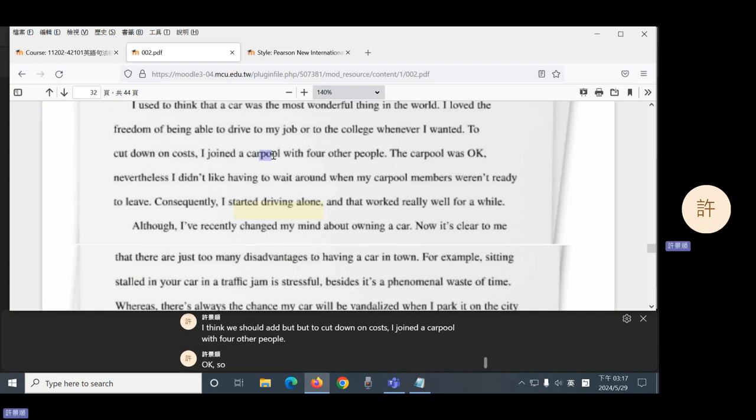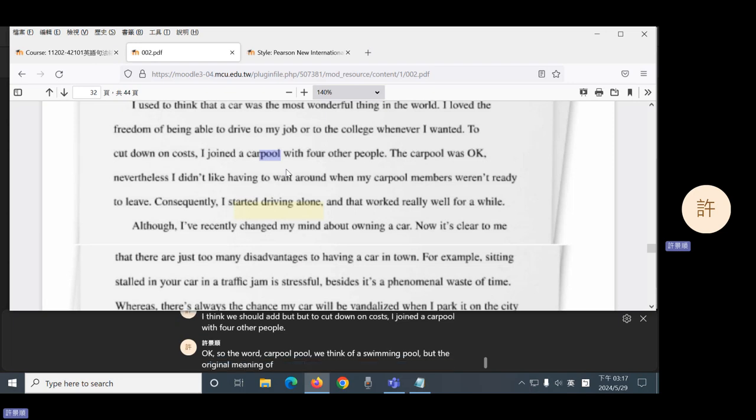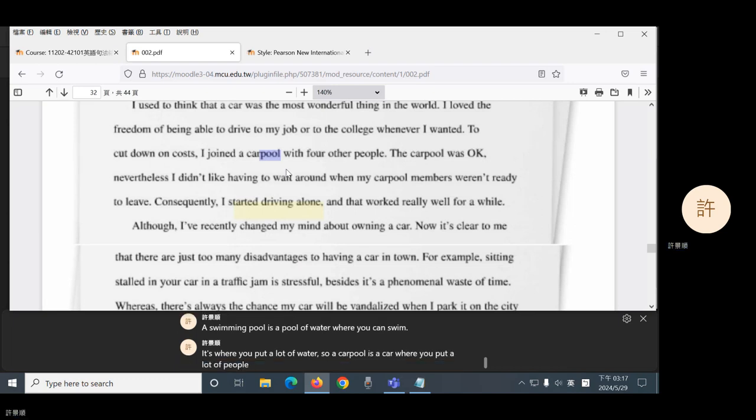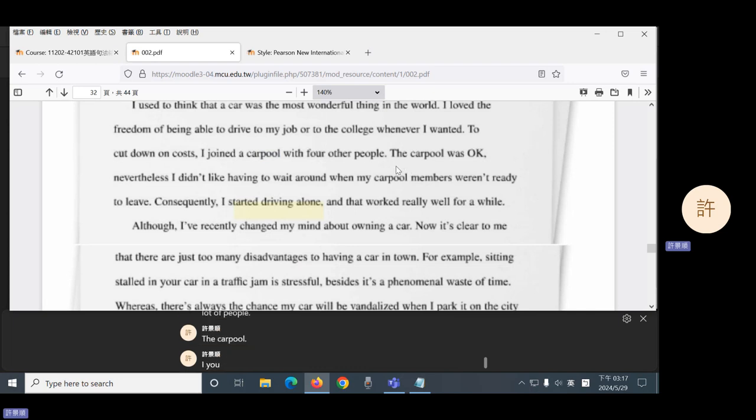Okay, so the word carpool, pool, we think of a swimming pool. But the original meaning of the word pool is somewhere you put a lot of something. A swimming pool is a pool of water where you can swim. It's where you put a lot of water. So a carpool is a car where you put a lot of people. The carpool, you guys probably know this word, right? From watching James Corden's Carpool Karaoke. Anyone? No? Okay.